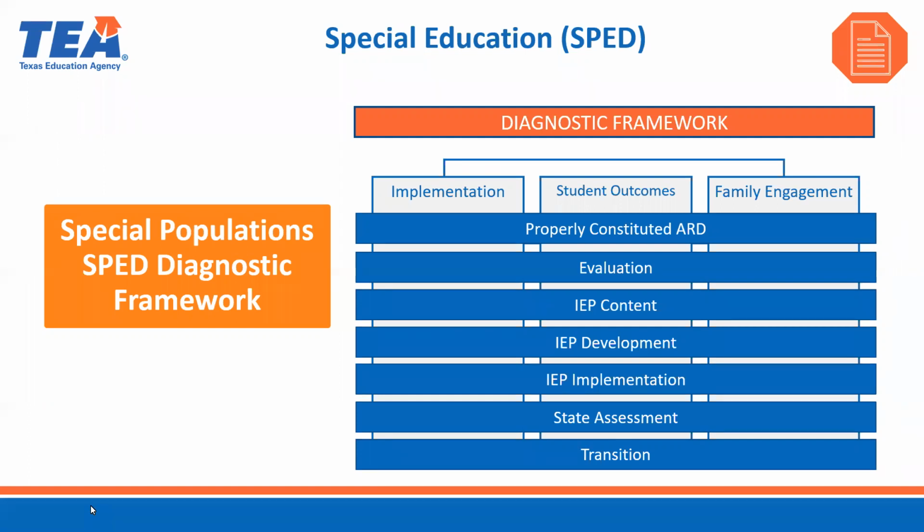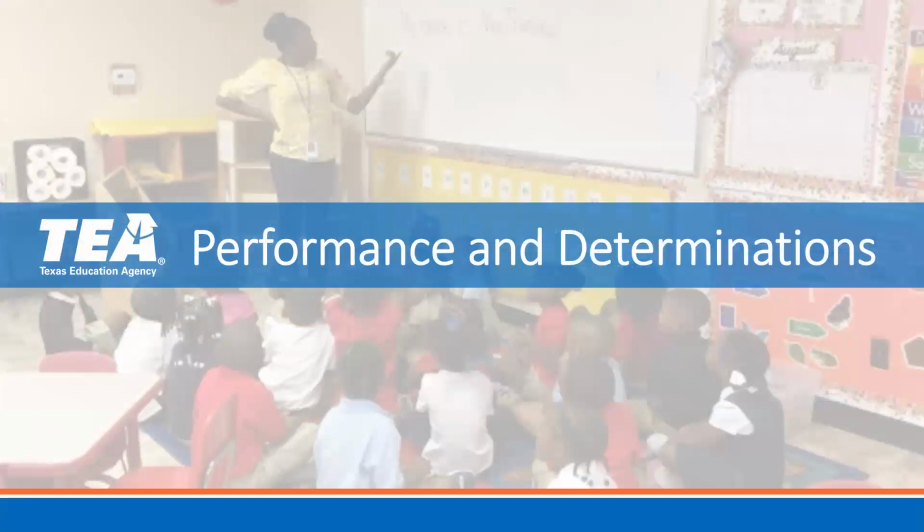Definitions and additional information are found in the 2022-2023 Division of Review and Support Differentiated Monitoring and Support Guide to General Supervision and Monitoring located on the TEA Review and Support website for all programs. Let's talk now about performance and determinations.